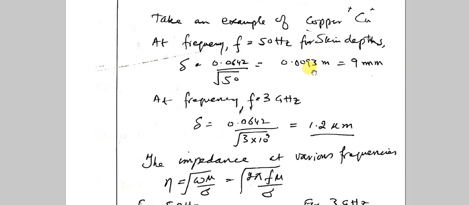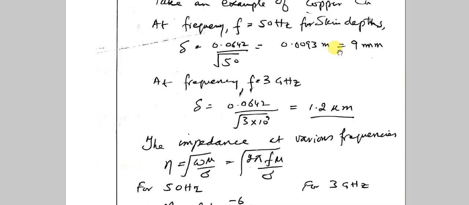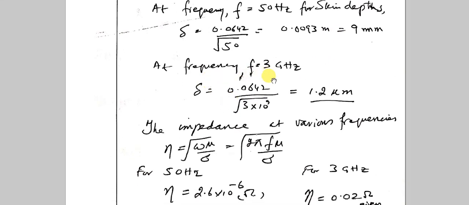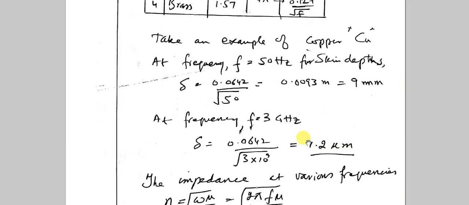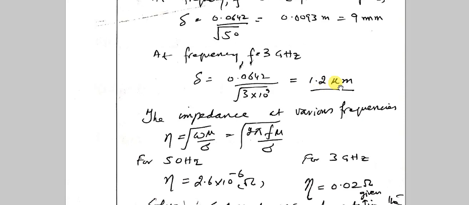Rather, it should be 0.0093. Okay, so for the frequency f equal to 3 gigahertz, what we get is 1.2 micrometers, which is very small, extremely small.